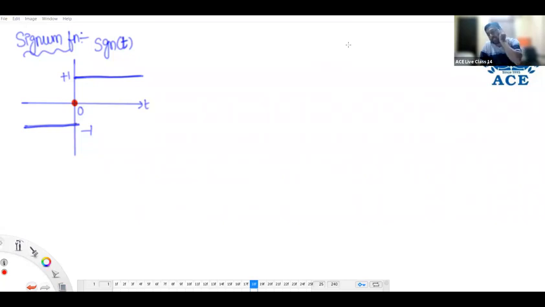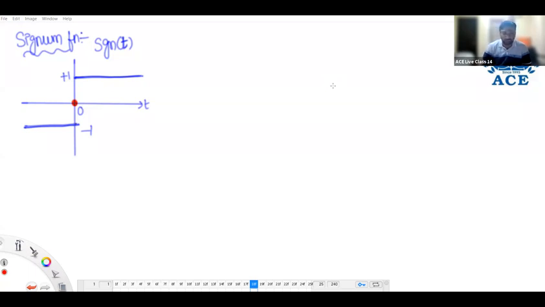Signum function is an odd signal, or antisymmetric, sir. For any odd signal, the amplitude is 0 at origin. It is a standard property. What is sin t amplitude at origin? Sin function amplitude at origin is also 0. Any odd signal, the amplitude is 0 at origin. No one can change it.